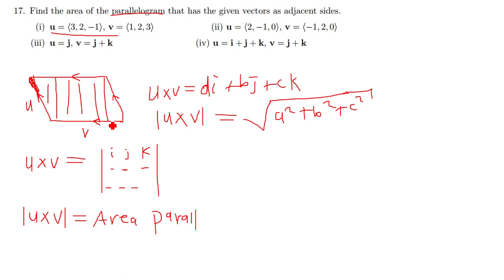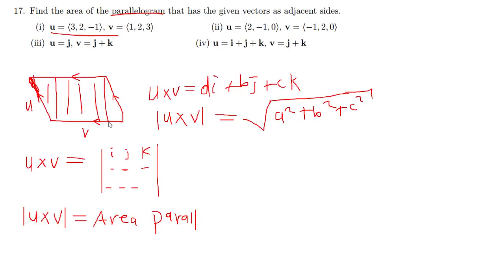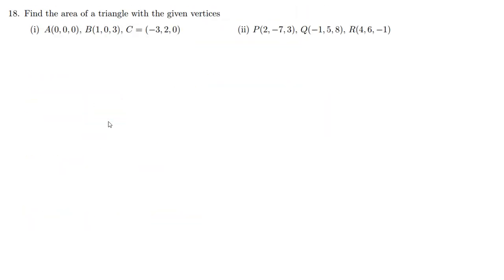Okay. So question 18 says find the area of a triangle with the given vertices. In the previous question we were given vectors. In this one we've been given vertices. So be careful sometimes when you have such questions. In this case, what we've been given are just points. These are not vectors. If these were vectors, the brackets would have been like that.